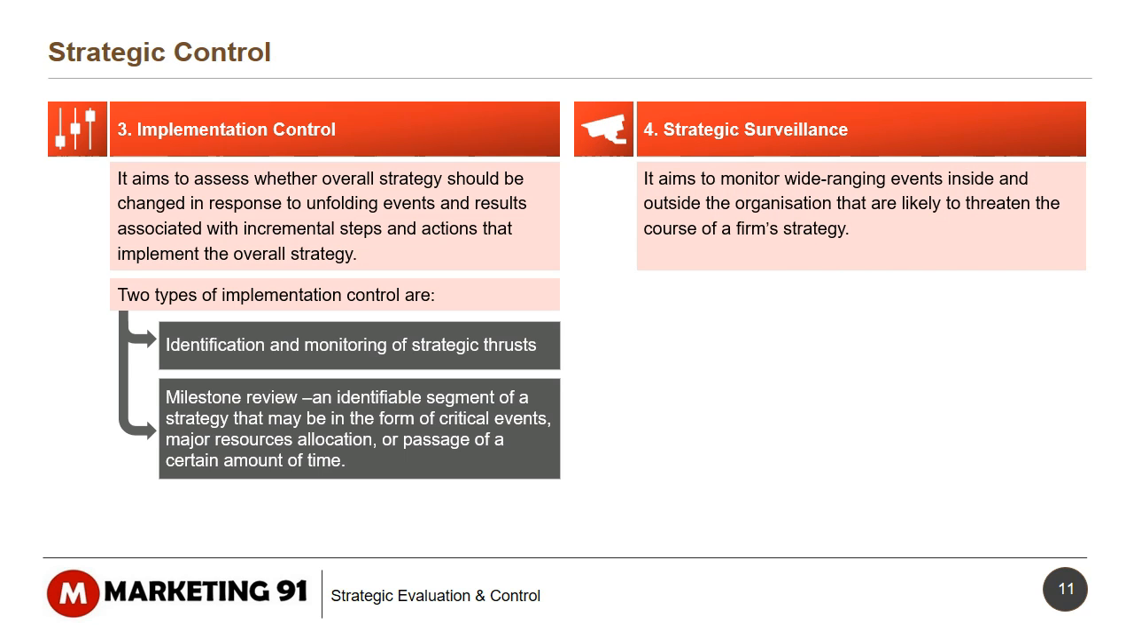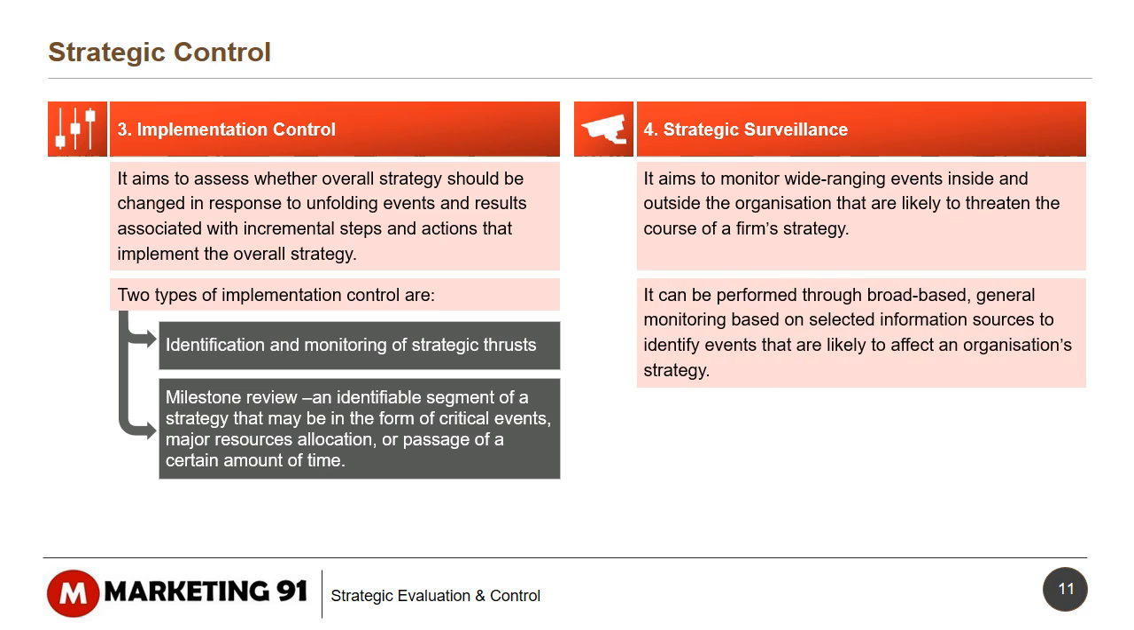Strategic surveillance. It aims to monitor wide-ranging events inside and outside the organization that are likely to threaten the course of a firm's strategy. It can be performed through broad-based, general monitoring-based, or selected information sources to identify events that are likely to affect an organization's strategy.